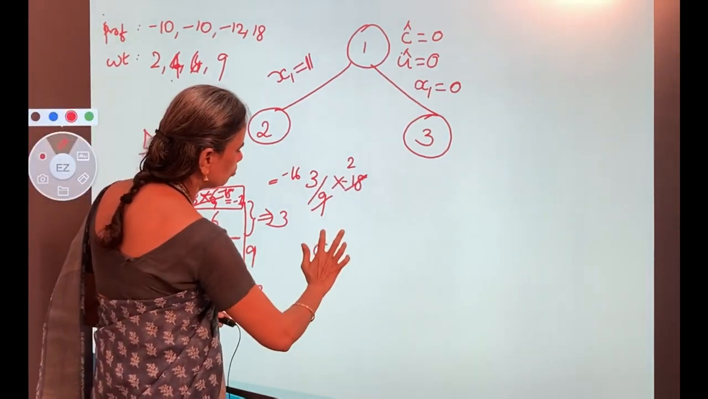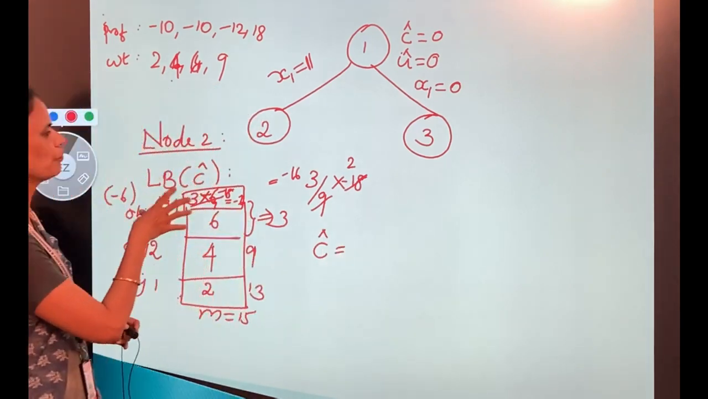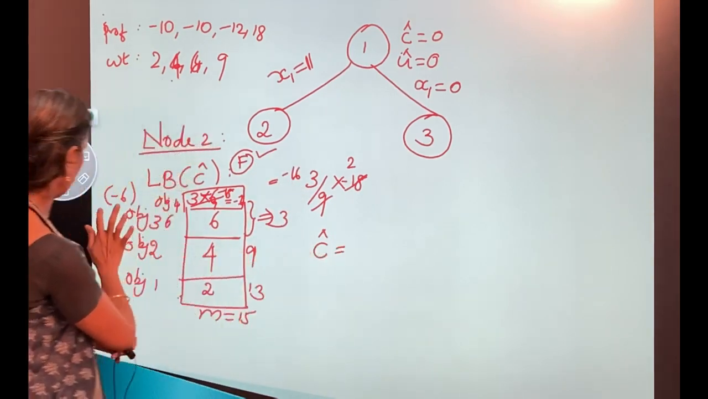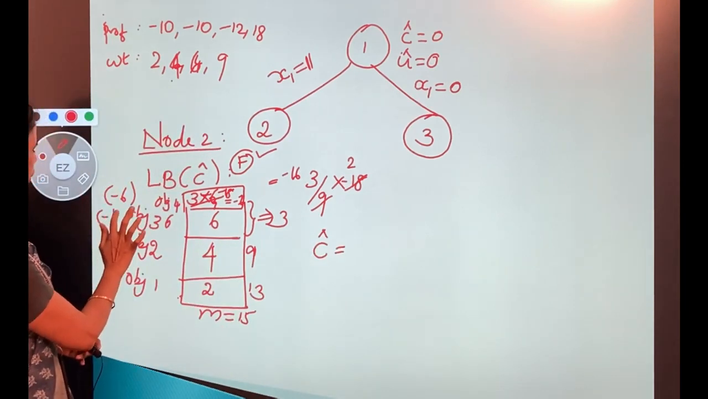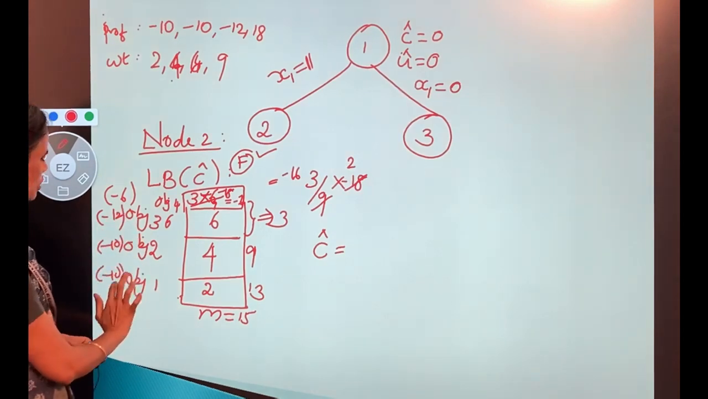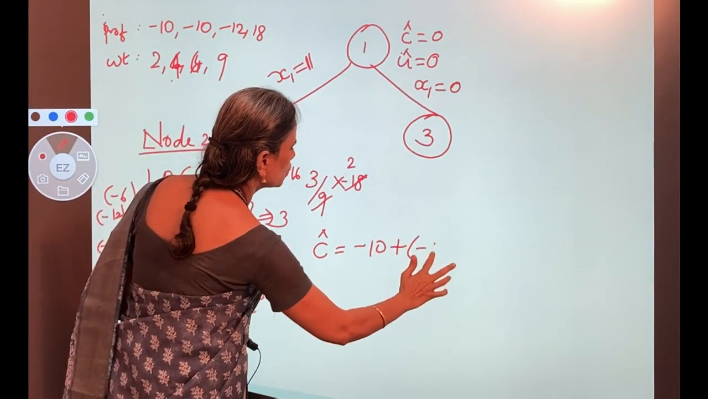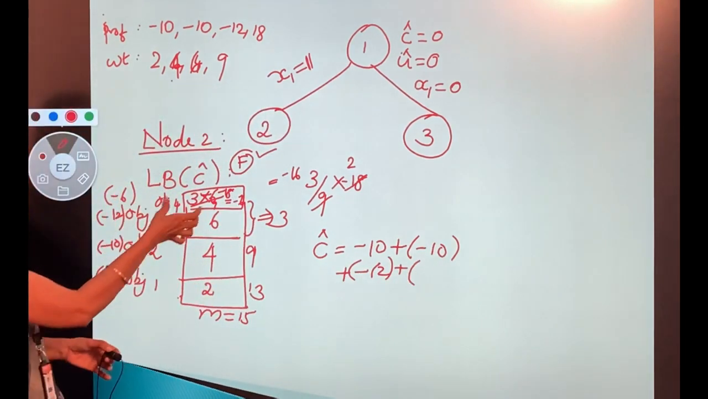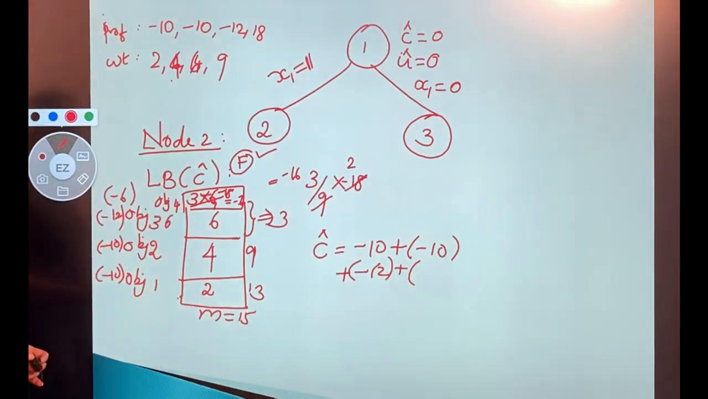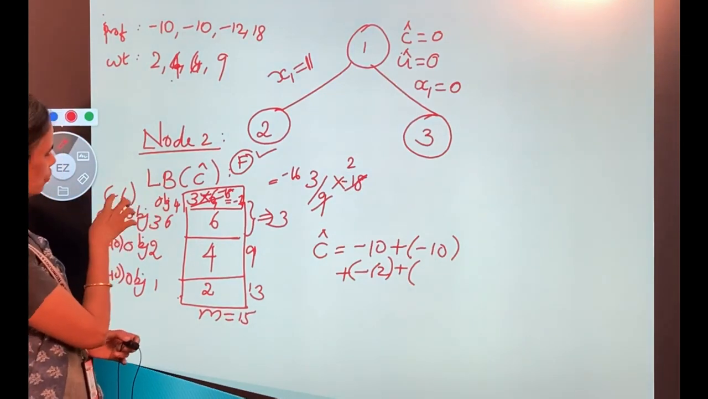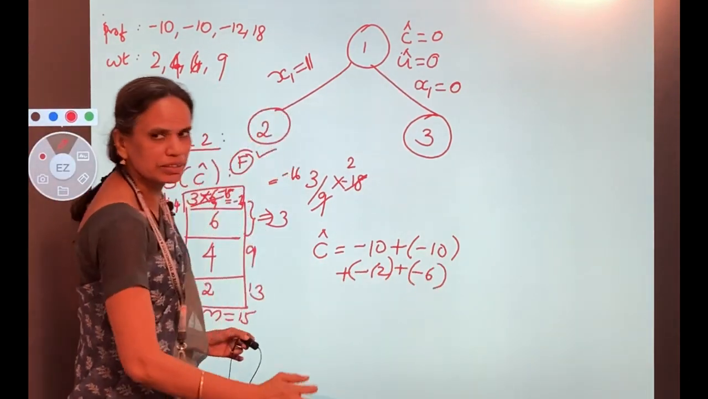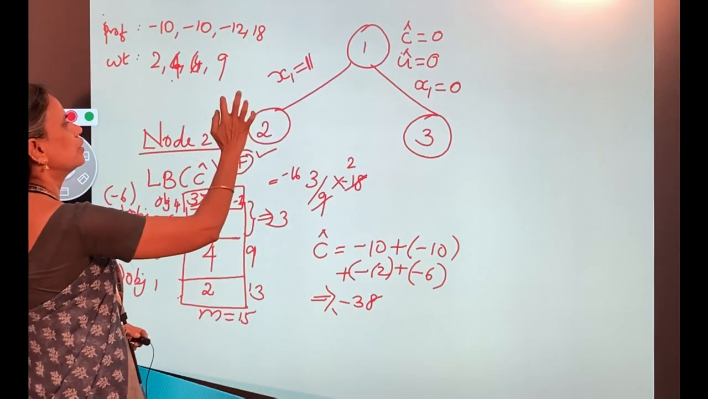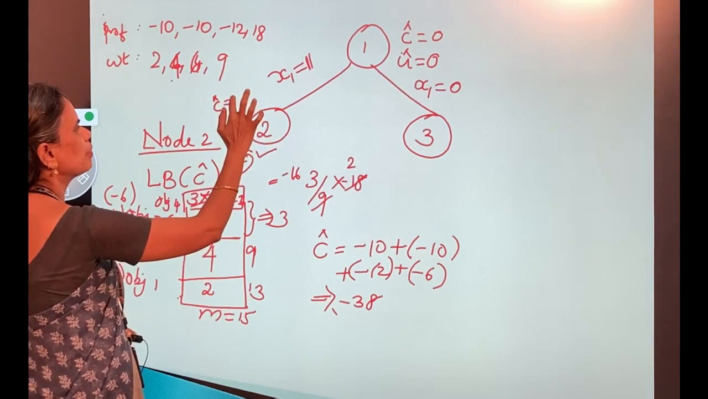So what is the lower bound for this one? For the lower bound, fractions are allowed. So we have to add the profits of all the objects. The profit of object 1 is minus 10, the profit of object 2 is minus 10, and the profit of object 3 is minus 12. Object 4 is not completely included, only a fraction of it, so its profit will be not minus 18 but minus 6. So the final answer will be minus 38. The lower bound for node 2 will be minus 38.